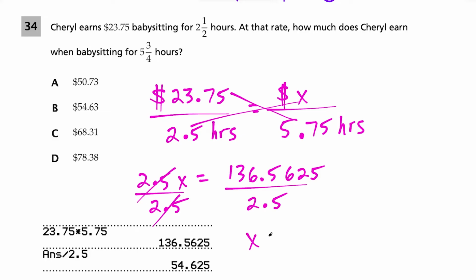And now x is equal to, and this worked out to 54, but I'm going to round to the nearest hundredth here because we're talking about money. So we're talking about cents. So to the right of a 2 here is a 5. So we're going to round this up to 63. So we have 54.63, and this is going to match up with choice B.